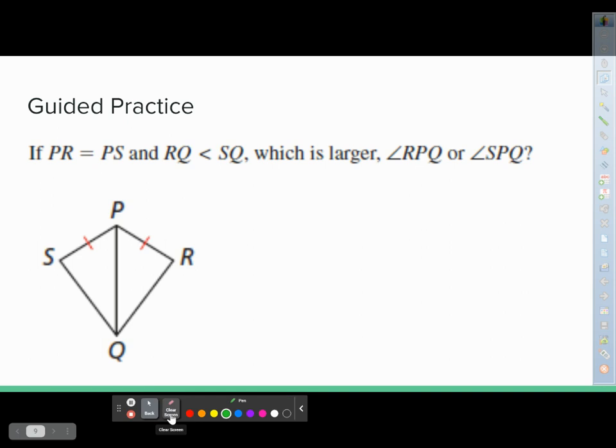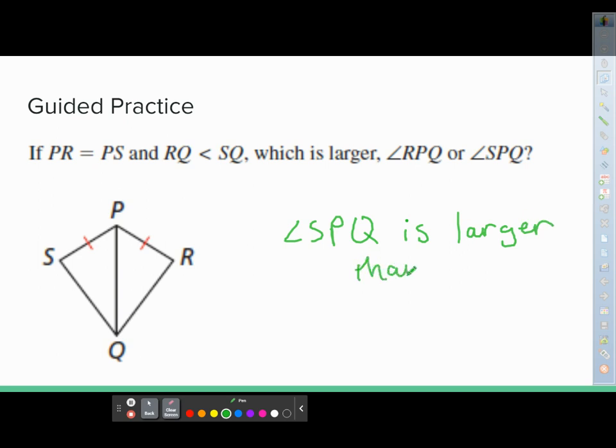Grace, what did you and your partner say? Angle SPQ is larger than RPQ. So angle SPQ is larger than angle RPQ? How come? Because the one SQ is bigger than RQ.